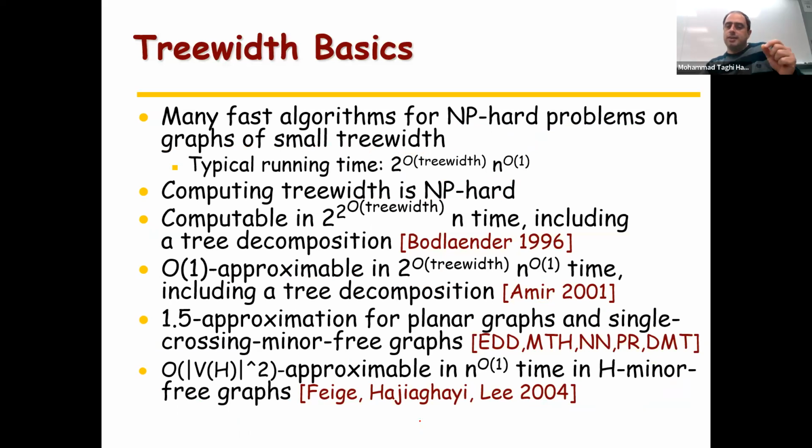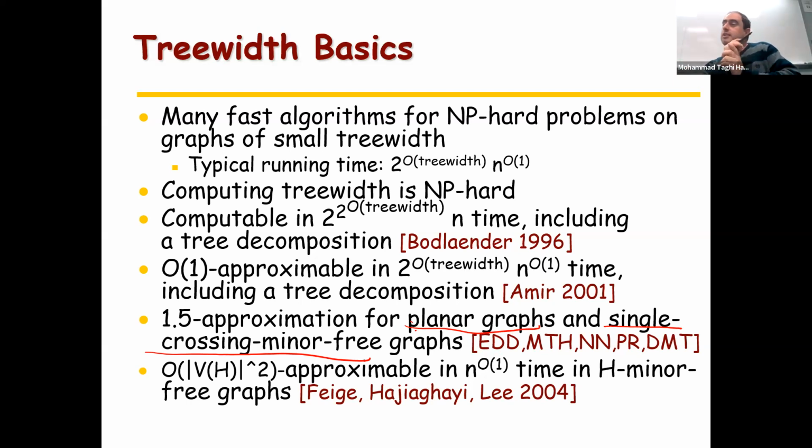Now, if you consider planar graphs, and something like single crossing minor free graphs. Single crossing minor free graphs essentially means minor free graphs that exclude a single crossing. Single crossing means that you can draw that graph on the plane with at most one crossing. And single crossing minor free means the graph that excludes it. So essentially planar graphs and a slight generalization, for which there exists a 1.5 approximation. These are some of the papers there.